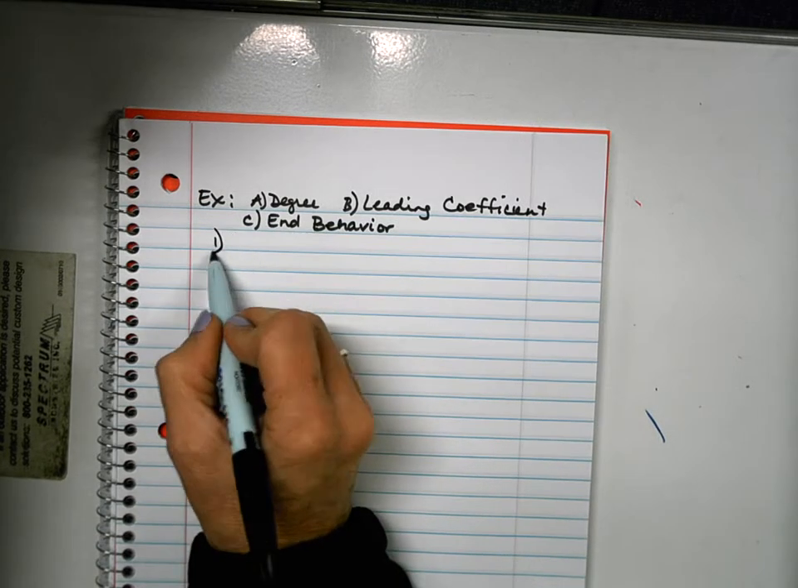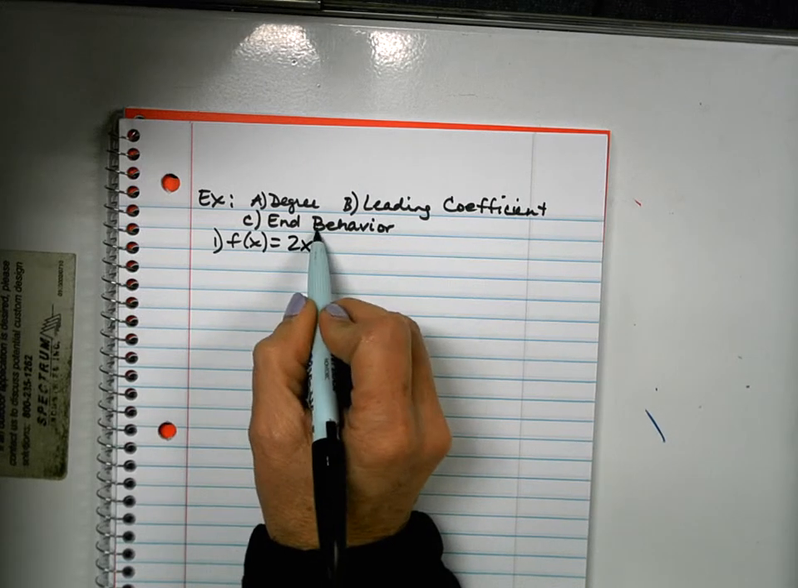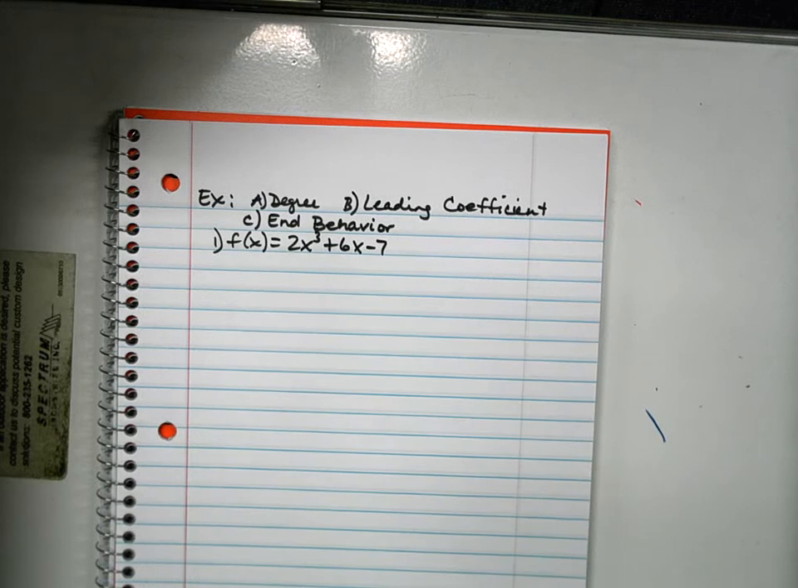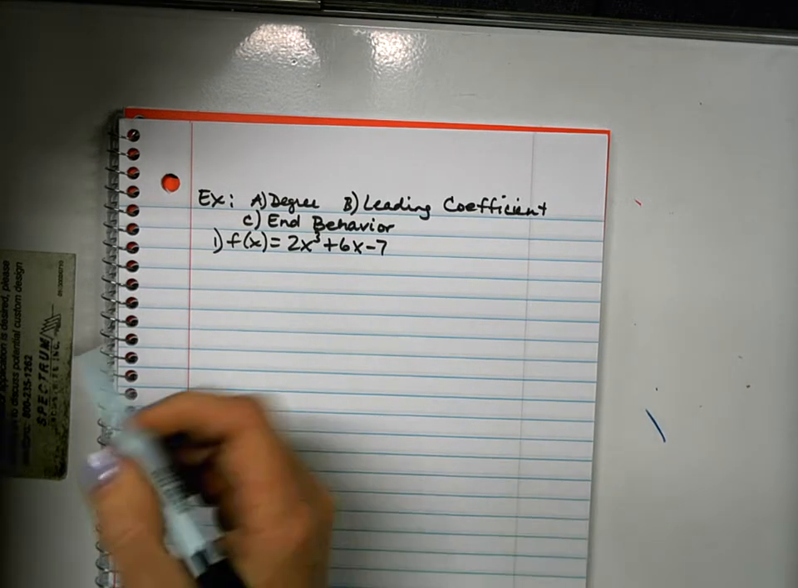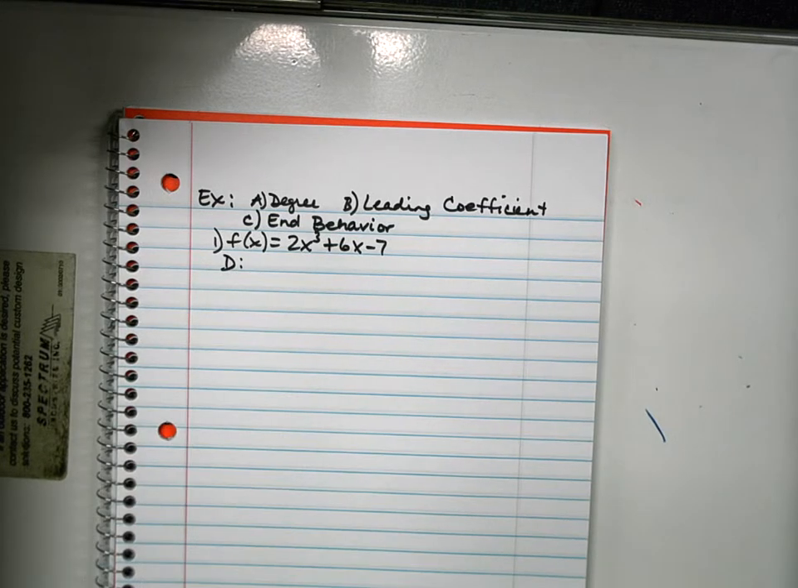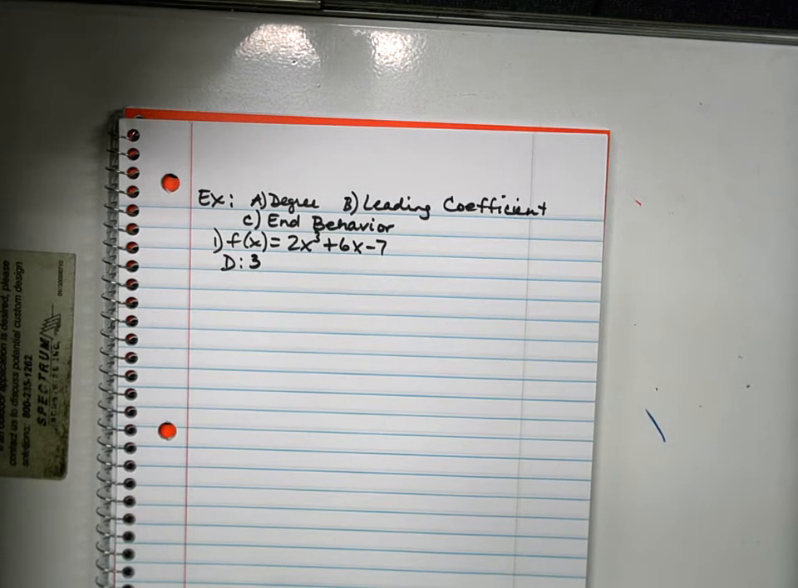All right, are we ready? F of x equals 2x cubed plus 6x minus 7. So A, we're going to do the degree, and I'm just going to write D for degree. Degree again is the biggest power. What's the biggest power there? 3. Okay, am I thinking positive and negative or odd and even? Odd or even. Okay, so it's odd, so I know ultimately my end behavior is going to be opposite.